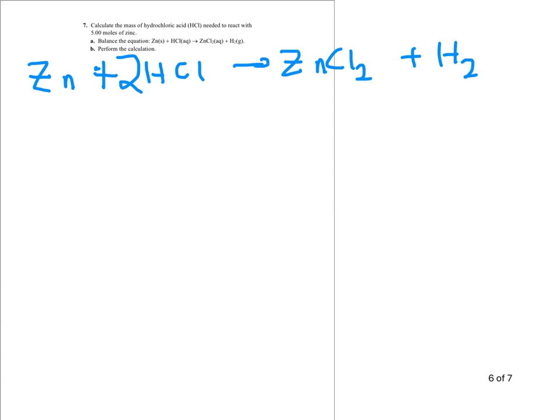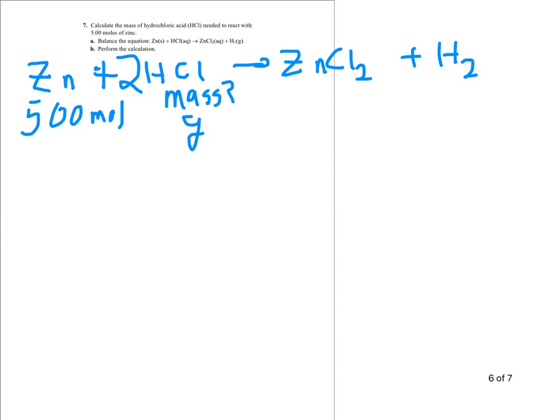And this time it says we're starting with 5 moles of zinc, 5.00 moles. And we're asked to calculate the mass of hydrochloric acid, so we want the mass of this. The question, again, is in grams.